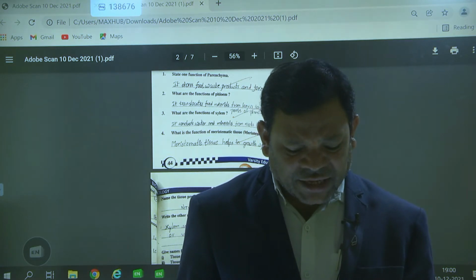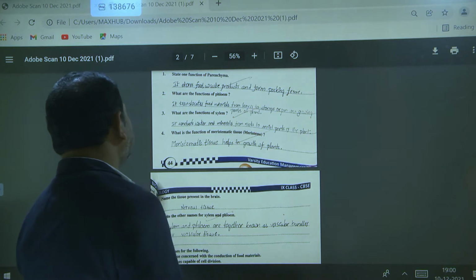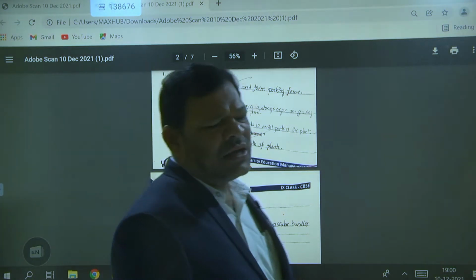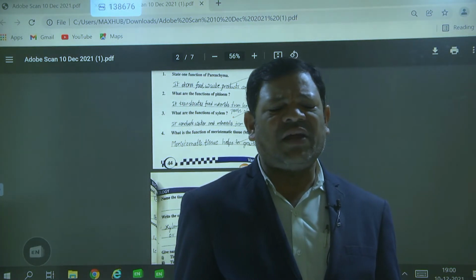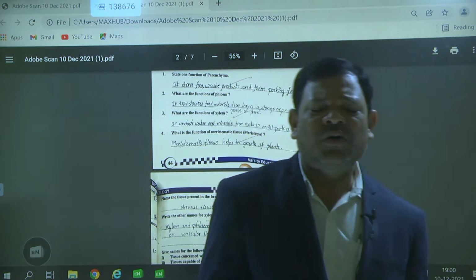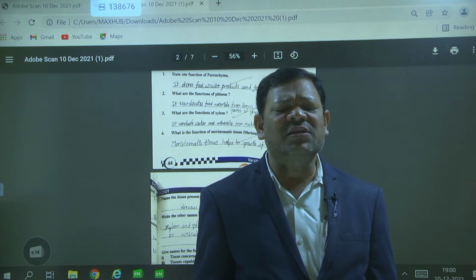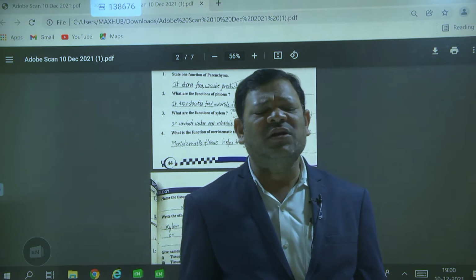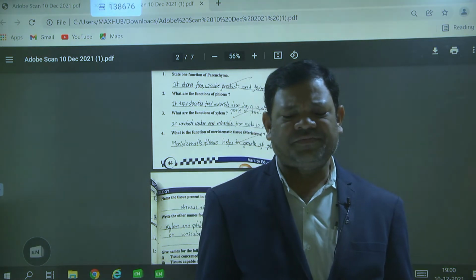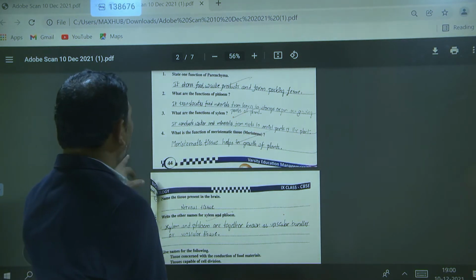Next, third question. What are the functions of the xylem? Xylem conducts water and minerals. Roots absorb water and minerals from the soil. That water and minerals are distributed to the different parts of the plant body through the xylem. Yes or no? Yes, sir. Next.